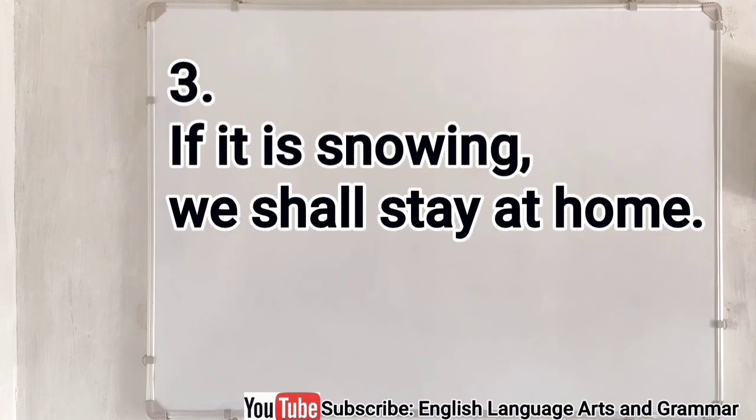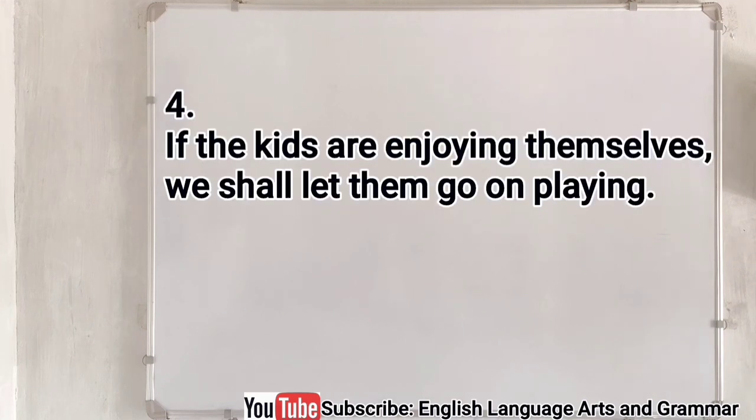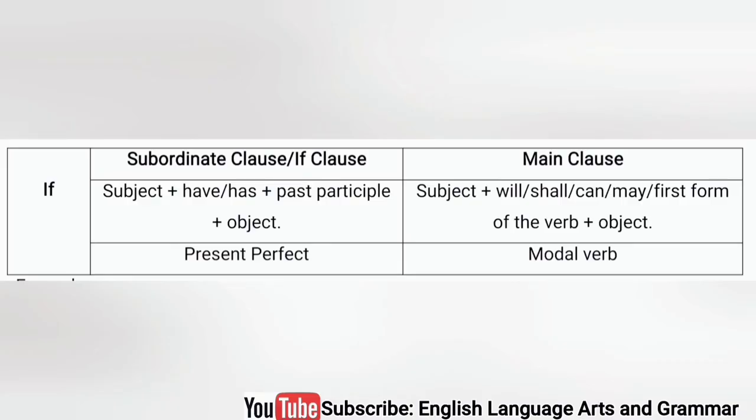Example 3. If it is snowing, we shall stay at home. Example 4. If the kids are enjoying themselves, we shall let them go on playing. Let us learn some examples by using the formula present perfect plus modal verbs.